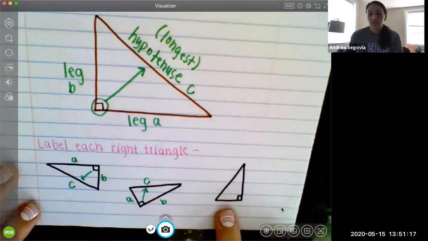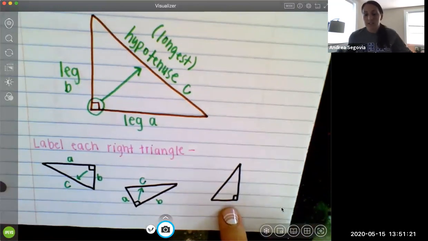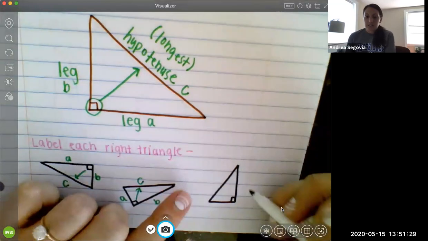Take a second, see if you can do this last one on your own. You might have to draw a little version of it yourself to label. Pause the video, see if you can find A, B, and C, and then turn it back on again to check your work. All right, let's look at this last triangle here.